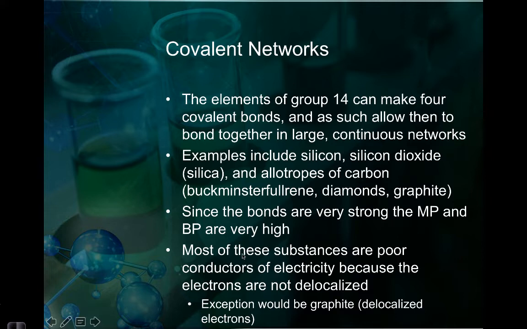Now, a lot of these networks are very poor conductors of electricity because the electrons cannot move around. There is an exception, though, with graphite. Graphite will conduct electricity because there are delocalized electrons because of the way that the network is structured.